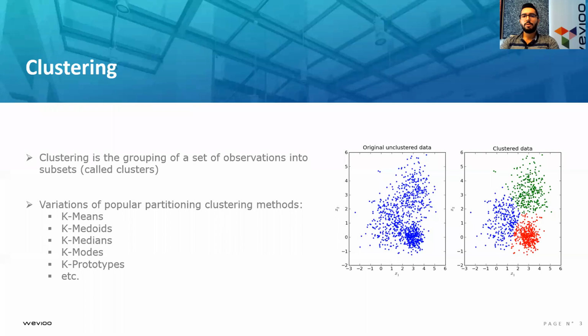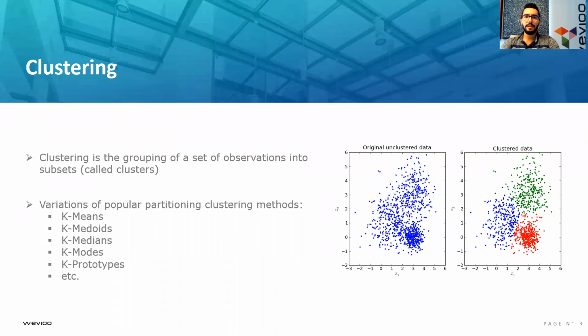So first of all, we're going to talk about clustering in general, which is the process of grouping a set of observations or items into subsets that we might call clusters. And we're going to focus on the partitioning clustering methods like the well-known K-means and its variations like K-medians, K-modes, and K-prototypes. These variations use the same process of initialization, assignment, updating centroids, and repeating the second and the third step until convergence. Also, they use the same process of minimizing a cost function.